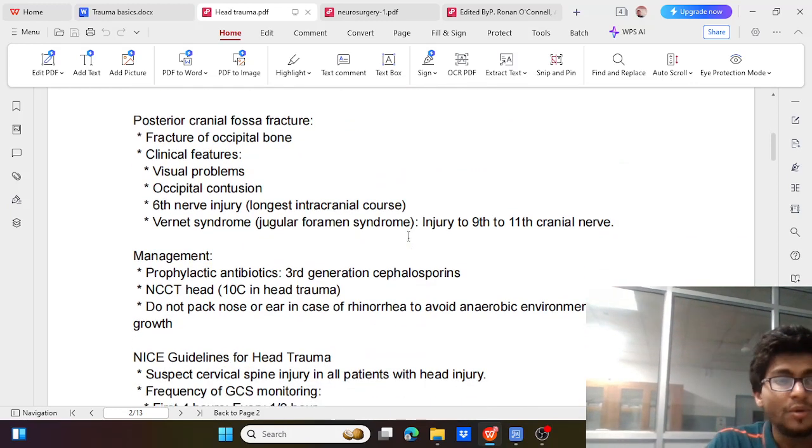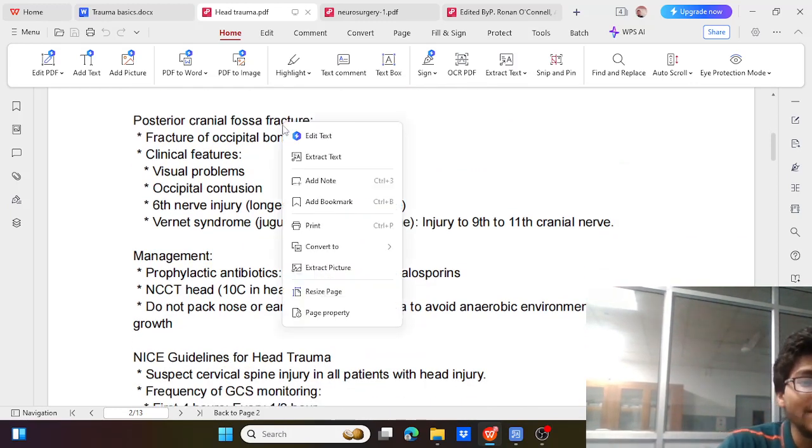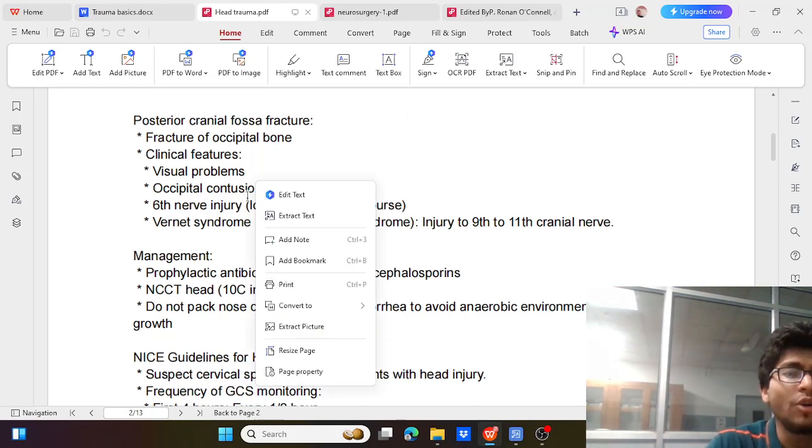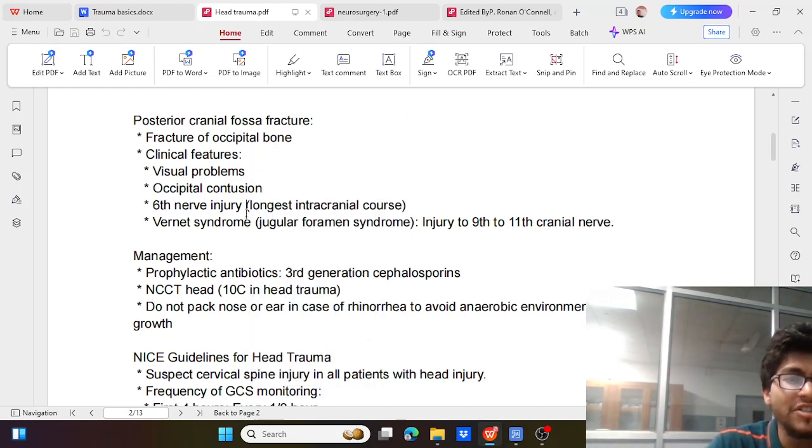Then lastly, coming to posterior cranial fossa fractures. That is fracture of the occipital bone. In the occipital region, there will be visual problems, occipital lobe contusion, sixth nerve injury. Then Vernet syndrome, that is jugular foramen syndrome, due to injury to the 9th to 11th cranial nerves.